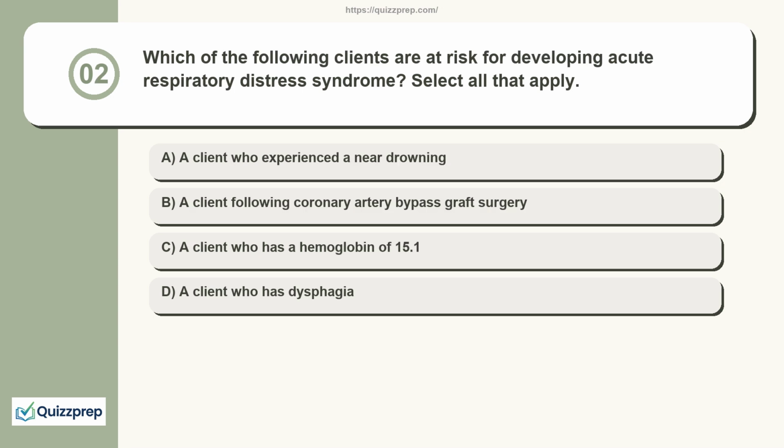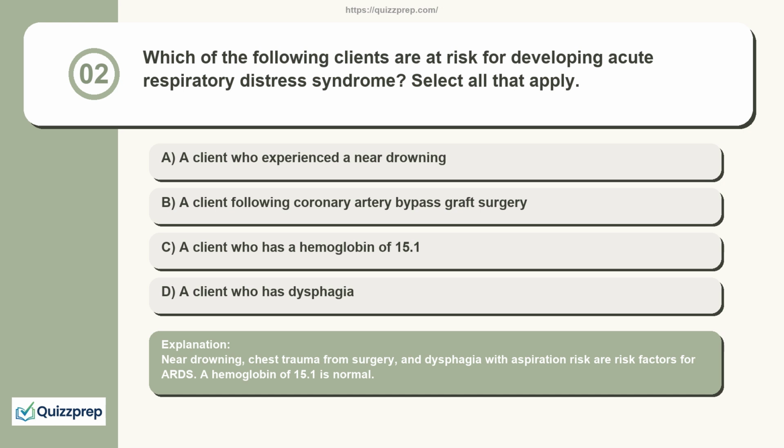Question 2. Which of the following clients are at risk for developing acute respiratory distress syndrome? Select all that apply. A client who experienced a near drowning. A client following coronary artery bypass graft surgery. A client who has a hemoglobin of 15.1. A client who has dysphagia. Near drowning, chest trauma from surgery, and dysphagia with aspiration risk are risk factors for ARDS. A hemoglobin of 15.1 is normal.